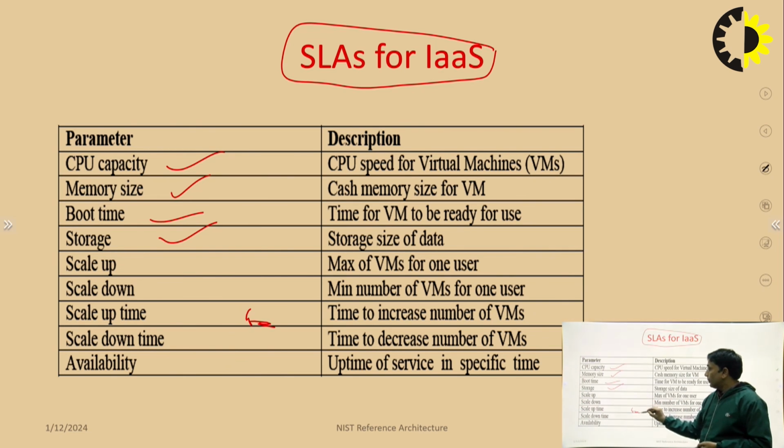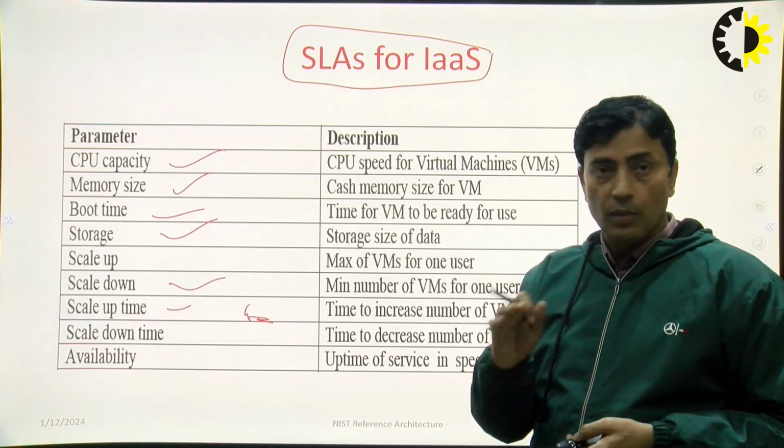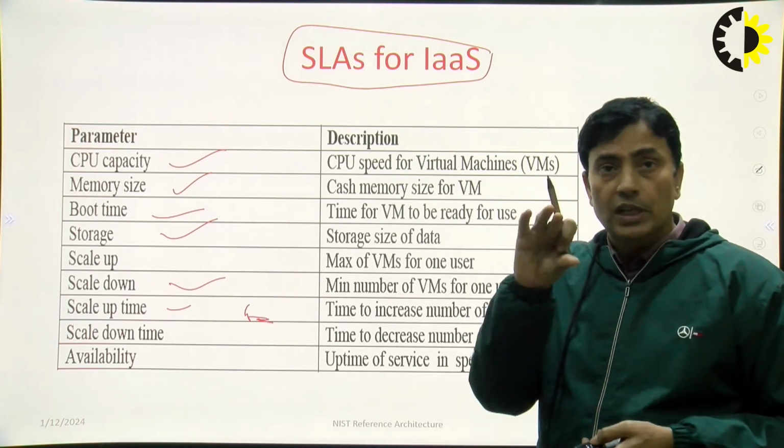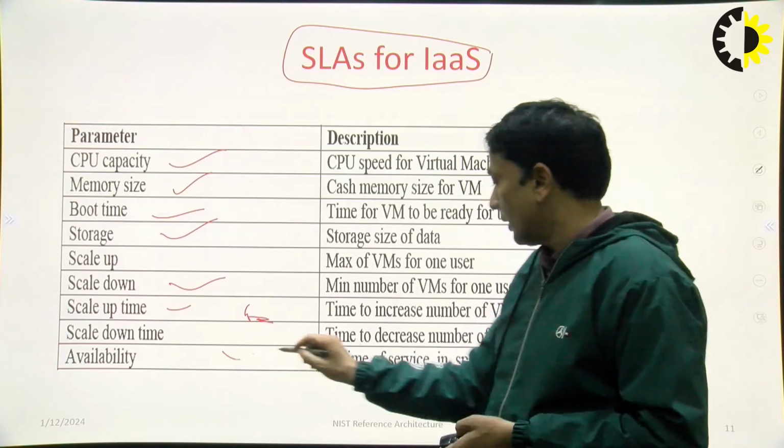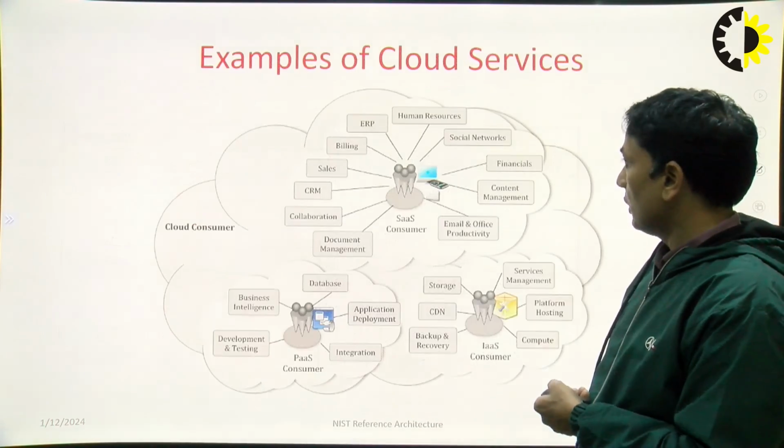Scale up, scale down, maximum number of VMs for one user, minimum number of VMs for one user. Scale up time is the time to increase the number of VMs; scale down is the time to decrease the number of VMs. Suppose 2 or 3 VMs are assigned to you and you want to decrease the requirement of VMs. So in what time can you decrease the number of VMs? Availability: uptime of services in a specific time.